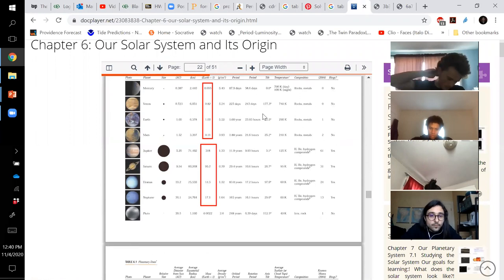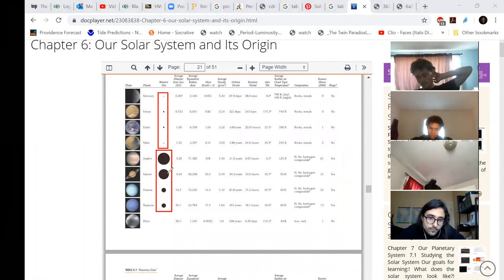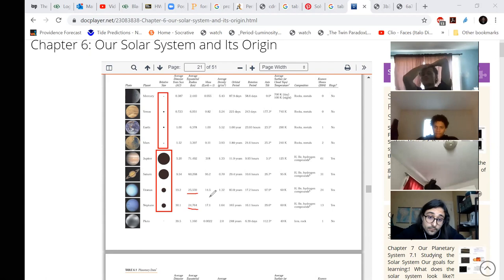Here we go. Okay, so let's look at the relative sizes of the planets first. I want you guys to notice that if you do it by radius, Jupiter is the biggest, okay? Followed by Saturn. Uranus and Neptune are almost the same, but check this out. If you round it to two sig figs, Uranus is 26,000 kilometers, where Neptune is 25,000 kilometers. So they're almost the same size, but Uranus is a little bit bigger.